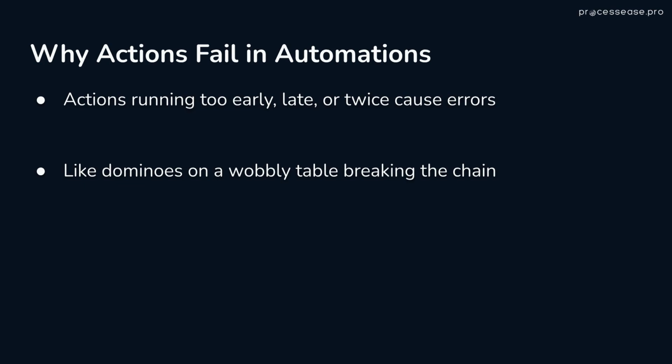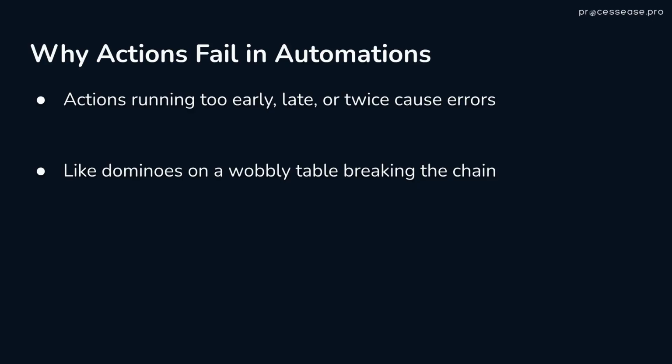So far in this series, we've already covered the foundations. We talked about connections, triggers, actions, and data mapping. Now we're adding something new, smart logic on top of those steps. Because in real automation systems, things do not always run perfectly. If actions run too early, too late, or sometimes twice, problems start appearing. And when that happens, small issues quickly turn into bigger ones.